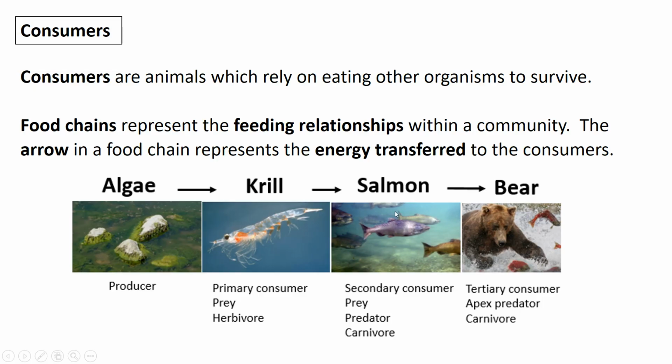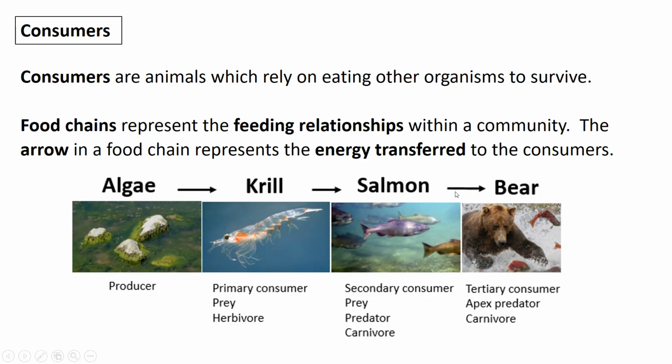Our salmon is our secondary consumer, the second consumer in the food chain. It is prey to the bear, but it's also a predator of the krill. And in this food chain, the salmon would be considered a carnivore because it's eating meat, essentially eating another consumer. Our bear is our tertiary consumer. We can also call it the apex predator because it's right at the top of the food chain and nothing will hunt and eat the bear. And it's also a carnivore because, as you can see, it only eats the salmon.